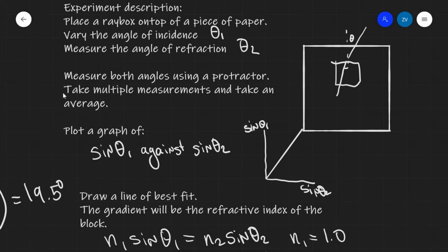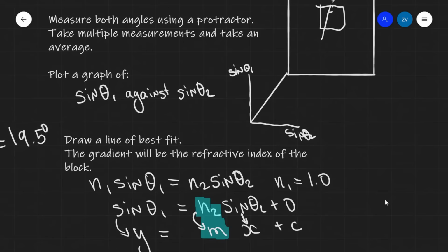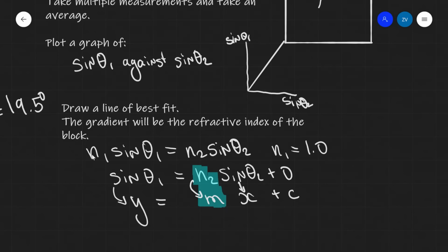As always, we're going to take multiple measurements and take an average. After we have measured the angles, we're also going to calculate the sines of the two angles, and we're going to plot a graph of sine theta 1, which is the angle of incidence, against sine theta 2, which is the angle of refraction. We're going to draw a line of best fit, and let's do the y equals mx plus c analysis. Remember, n1 sine theta 1 is equal to n2 sine theta 2.